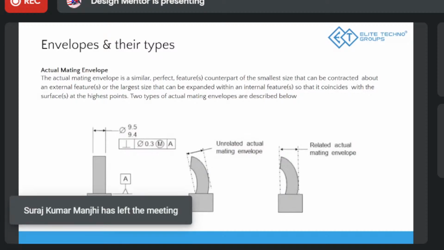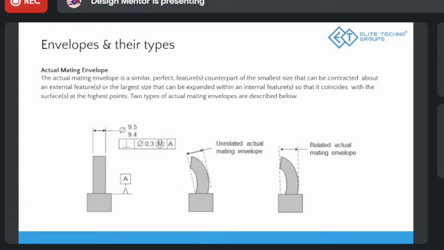You can see there's a surface labeled A there, right? So it's related to that. We are trying to give the envelope to the shaft, so that is the related one where it is perpendicular. We are relating it in some way, we are fixing it in some way. And there is unrelated, which is just hanging through the axis of the shaft. So these are the two variations of the envelope.